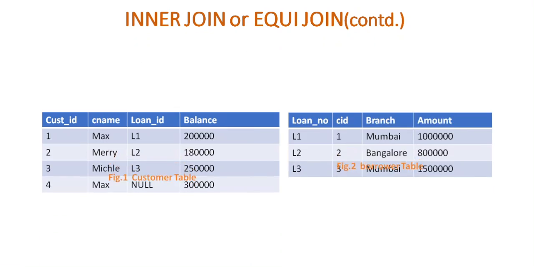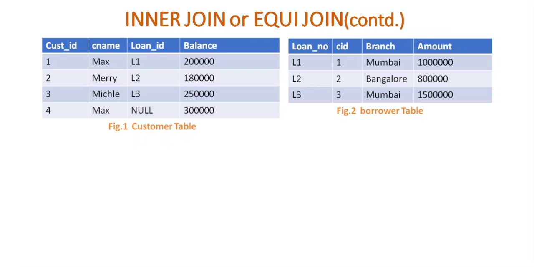Okay, now let's see some example for inner join. Here I have two tables, customer table is there and borrower table is there. Customer table consists of the information about all customers who have an account in a bank and who also have a loan in a bank. So in customer table we have attributes customer ID, customer name, loan ID, if that person is having a loan in a bank, and balance. Okay, we have borrower table which consists of the information about loans. So here in borrower table we have attributes loan number, then customer ID who have a loan in that bank, then branch in which the customer is having the loan and the amount of loan. Okay, so we have these two tables.